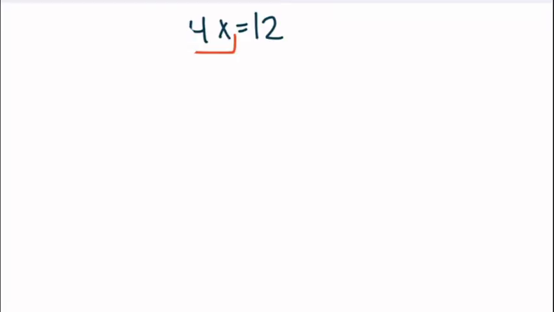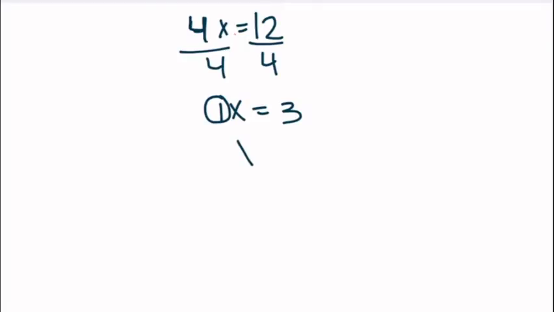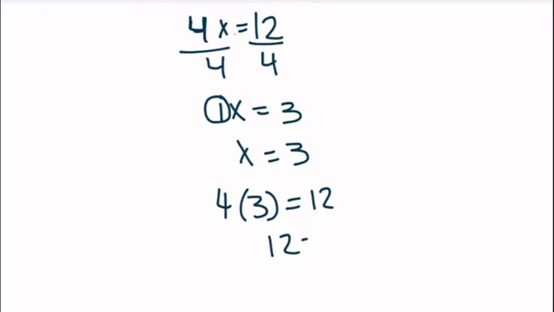So 4x divided by 4, and then 12 divided by 4, which is going to be 1x equals 3. And you usually don't write the 1 in front of the x, it's just assumed that it is there, so x is equal to 3. And we're going to check this by plugging the number back into the original equation. So 4 times 3 is equal to 12, and that is a correct statement.